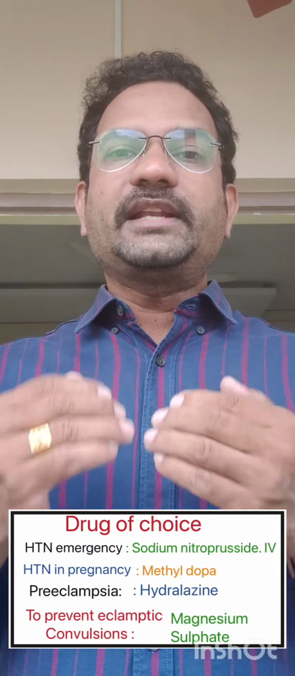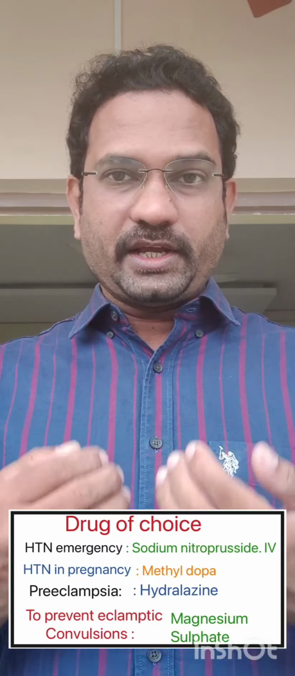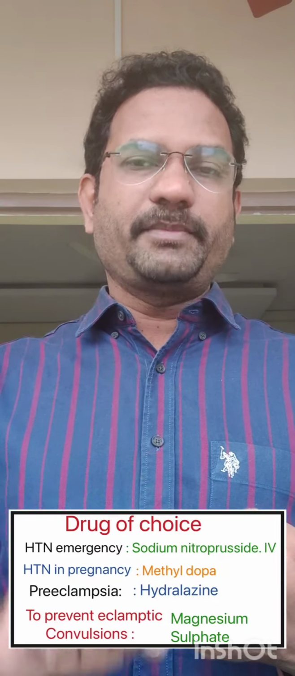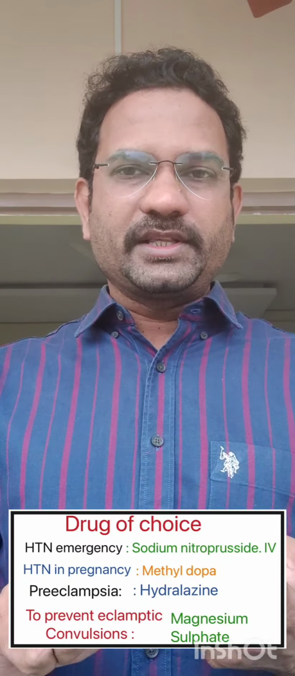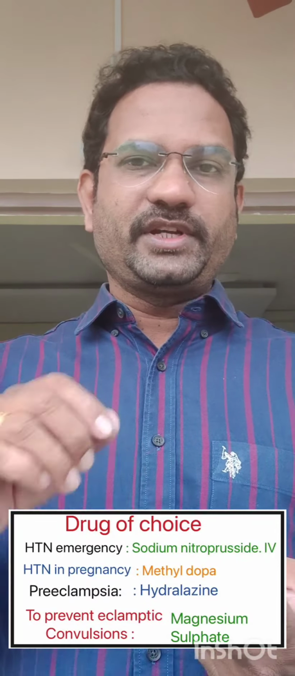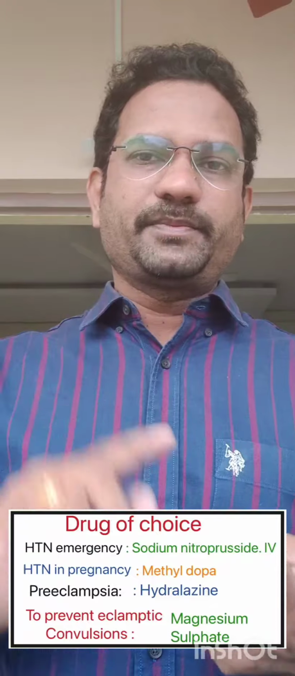Like when there is a hypertensive emergency, very high hypertension, it is treated by intravenous sodium nitroprusside. Remember this one. Second one, hypertension in pregnancy. You cannot use every drug to treat a pregnant woman because it may affect the fetal growth. So only methyldopa is the preferred one.